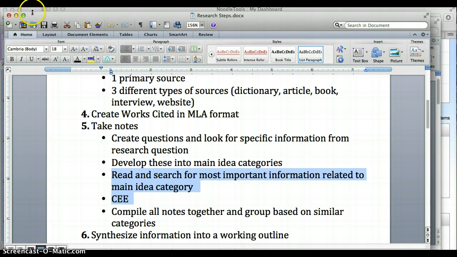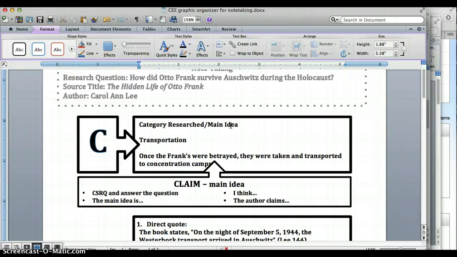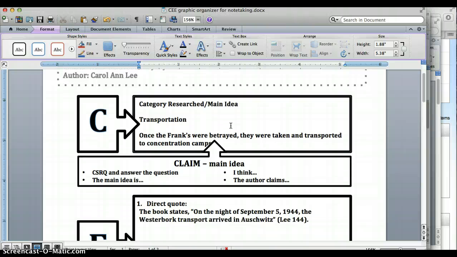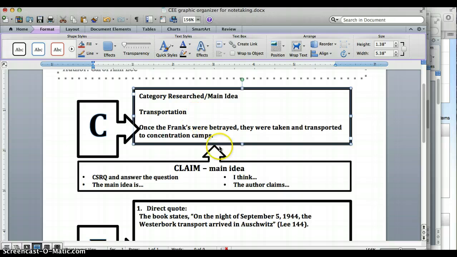What I would like you to do is to take out that sheet of paper that has the note-taking graphic organizer on it that you filled in yesterday in class. Now, depending on what mod you're in, this might look different. The one that we have right here is based on the category transportation. We have labeled and put our main category in the box, and then down below I developed that into a sentence because for our claim it can't just be one word. Claim is a main idea, it's a sentence.